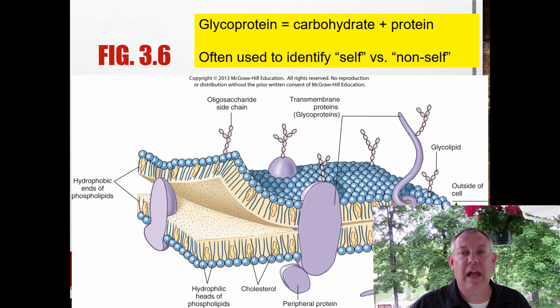Now you also see that they've labeled some of these proteins as glycoproteins. And so a glycoprotein is just what it sounds like. It's a carbohydrate plus a protein. It's a combination of two types of molecules. A lot of times these are important on the cell membrane because they identify self versus non-self. And so this is a way that your immune system can identify which cells belong to you, and then can also identify which cells belong to a foreign invader, so they know what to attack.